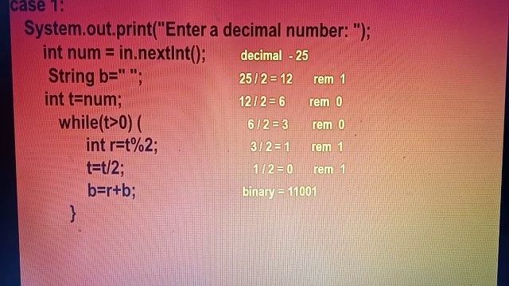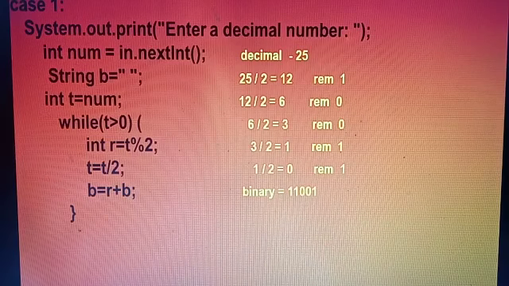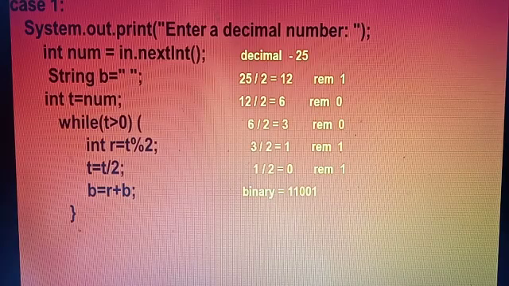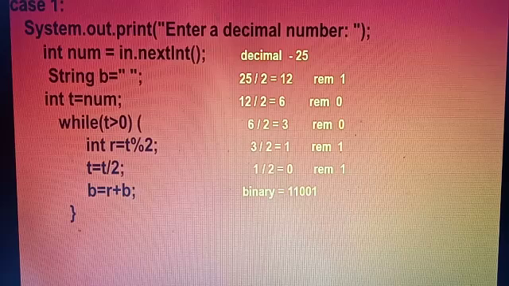Here we are using String b for binary. If you are using a string, it is for easy purpose, that is why we are using it. String b = "", give the space. Int t = num, that means your num will be t. Then you have to take a while. While, open the bracket, t greater than 0. Then open the curly bracket.